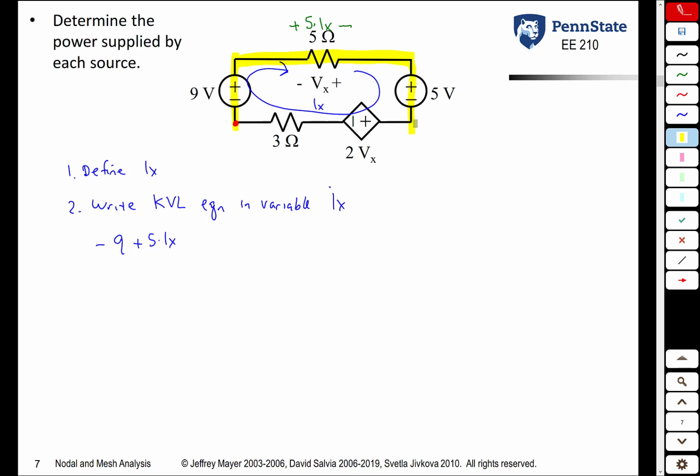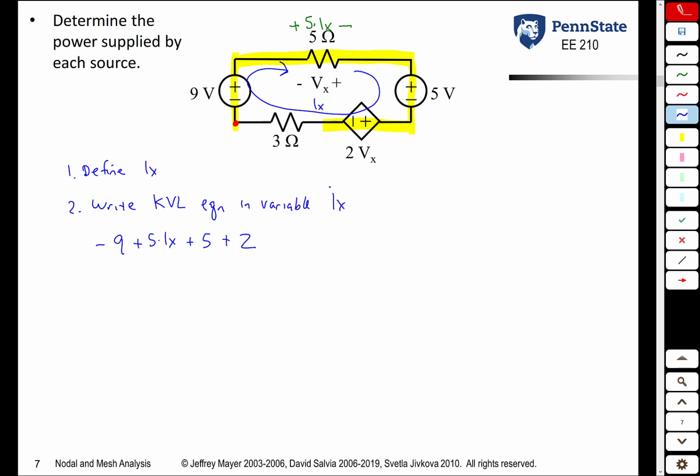Then we go through the 5-volt source. We hit the plus first, so we write plus 5. Then we go through a dependent source. Its value is 2Vx, and the plus is what we hit first, so we write plus 2. We don't want to write the variable Vx, though, because the only variable we want in this equation is Ix. So what we need to do is to write Vx in terms of Ix.